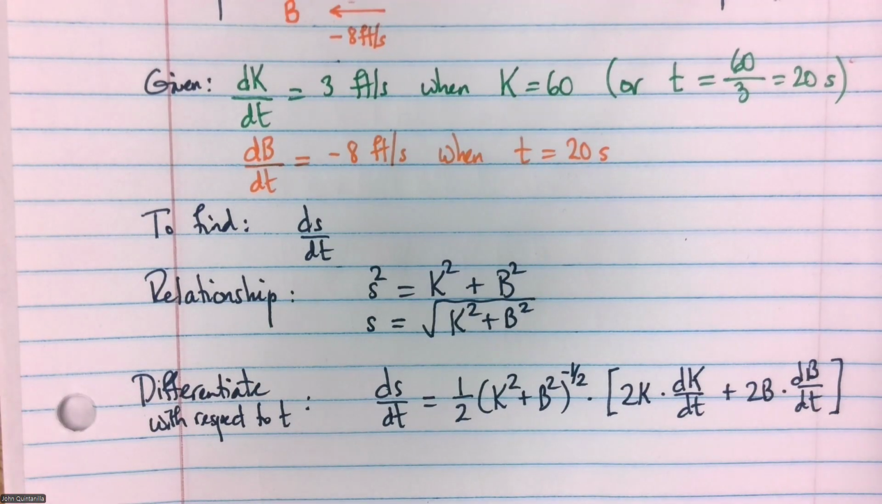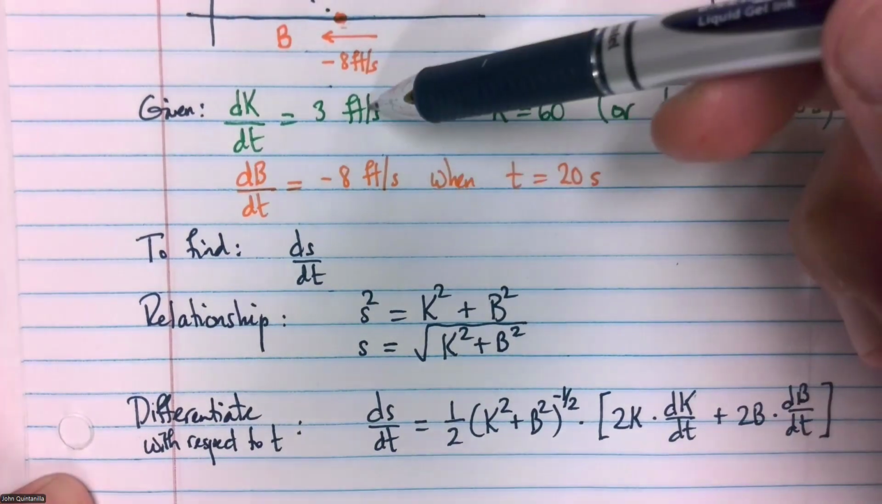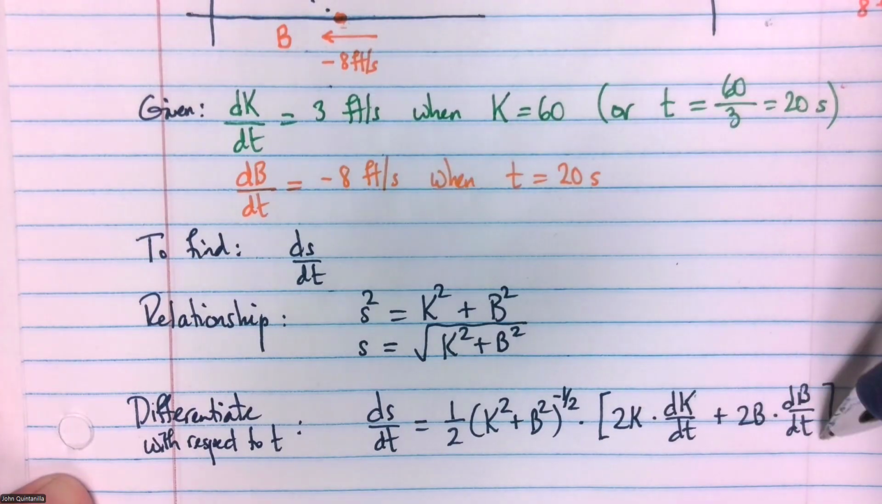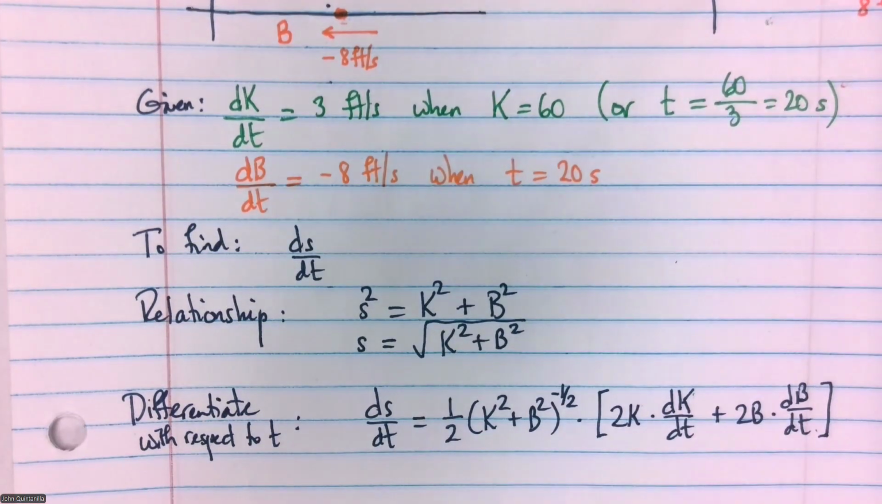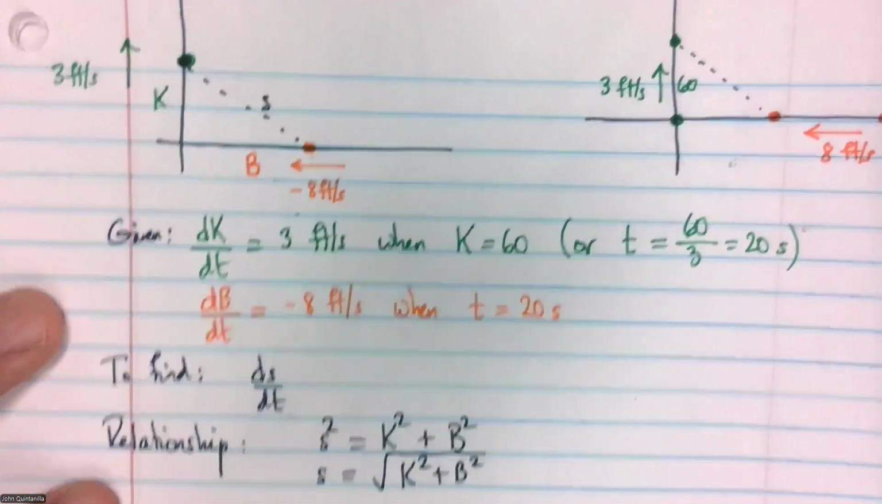Now we can almost plug in at this point. We know dk/dt, that's given here in green. We know k, that's given in green. We know db/dt, that's given in orange. What we don't have yet is the value of b. However, we can figure that out.